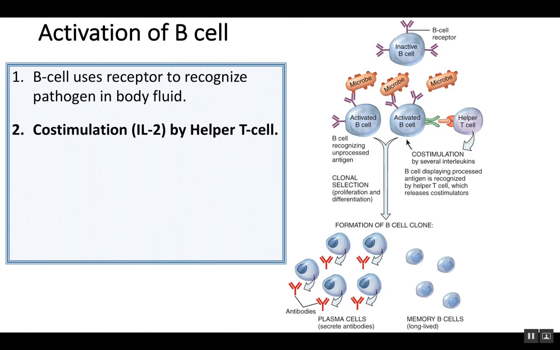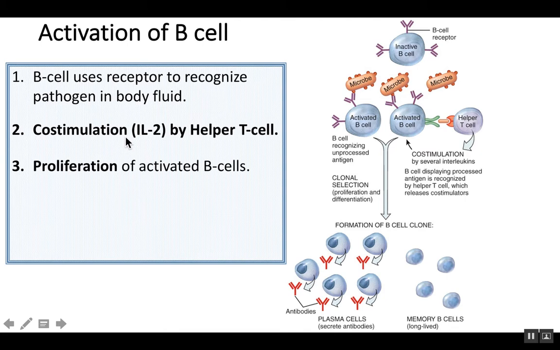Once that happens, there must be co-stimulation. So notice again, there's this requirement of a helper T cell to co-stimulate this process. So helper T cells co-stimulate cytotoxic T cell activation. They co-stimulate themselves, and they co-stimulate activation of B cells. So that's shown right here. Here's the helper T cell co-stimulating using several interleukins such as interleukin 2.